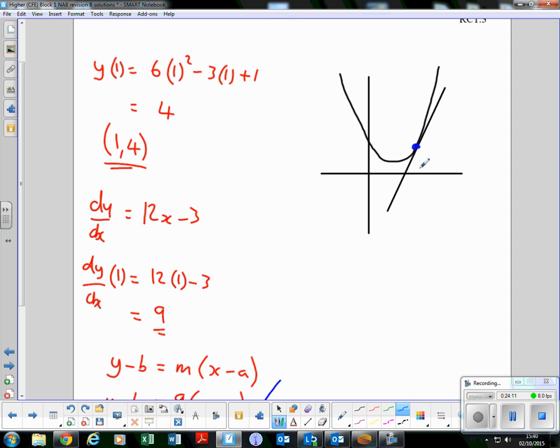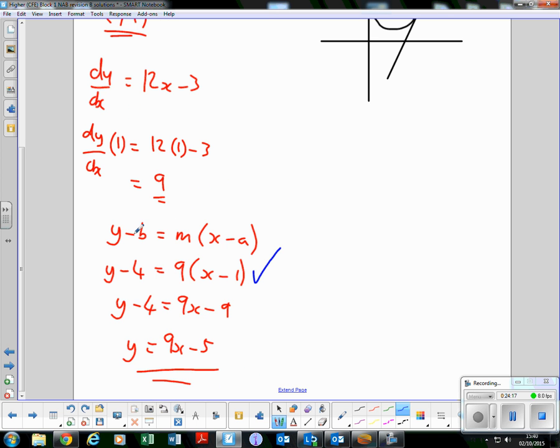So now we have the gradient and a point on the curve. We just substitute into y minus b equals m(x minus a). And again, get in the habit of rearranging that. But your final mark is given for that line.